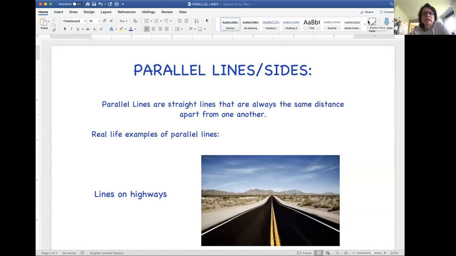And today we're going to study parallel lines, which you also can find all around you in the world. So we're going to start with some real world examples of parallel lines, just so you can get an idea of what they look like.